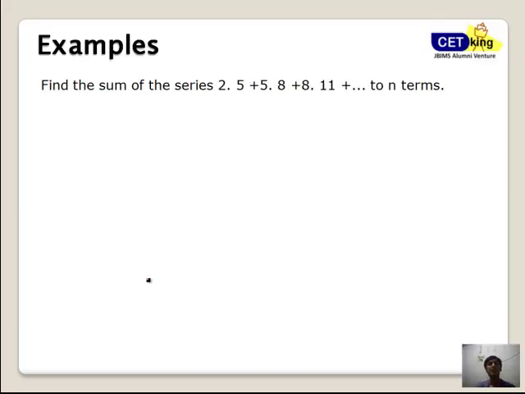Find the sum of the series 2 into 5 plus 5 into 8 plus 8 into 11 and so on up to n terms. So try to solve this problem and then we'll see how we can solve this one. Alright, let's solve the problem.